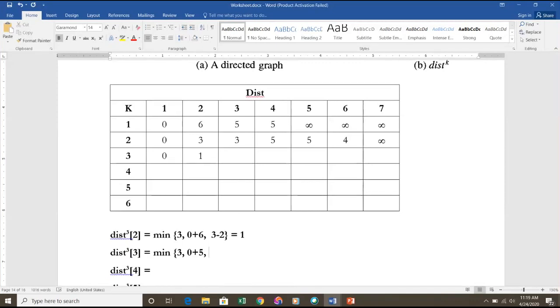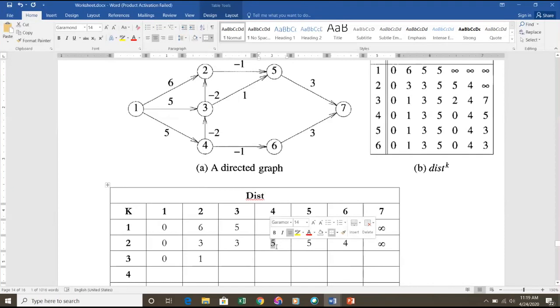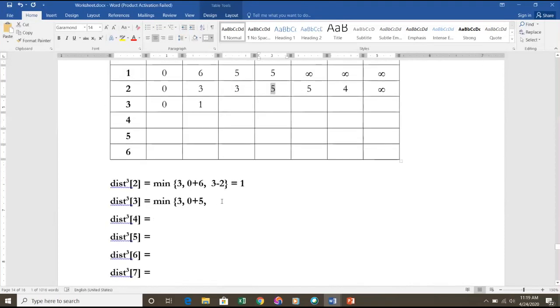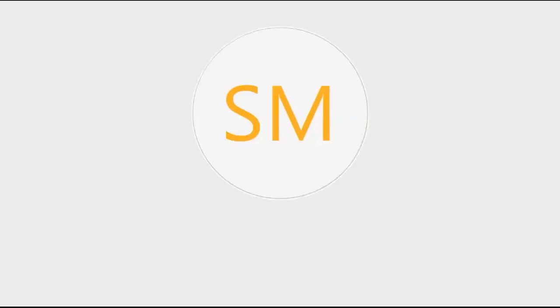comma, the other is from 4. So what is the value of 4 in the previous step? It is 5. Always you should see the previous step values. Okay. 5 minus 2. Which is minimum? 3 itself is minimum.